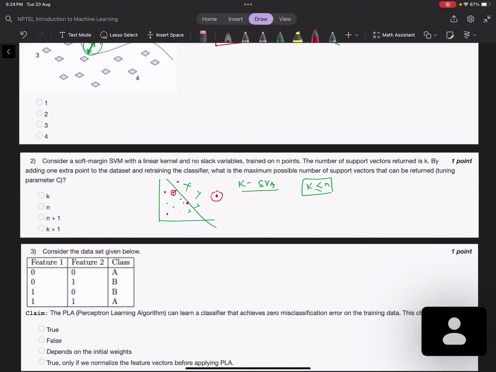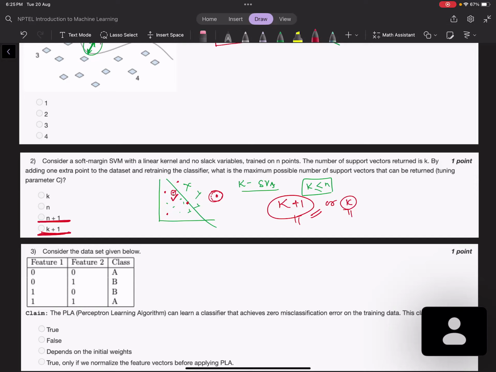Another thing is, why is it not k+1? Initially it was k, and let's say adding another point, it should be k+1, right? I mean, if this last one makes a support vector, then the initial number plus one, so the final value should be k+1, right? So even if it makes one or not, it should be either k+1 or k, right? So why is it n+1 or n now? Why is it not k+1? Why is it n+1? Can someone tell?